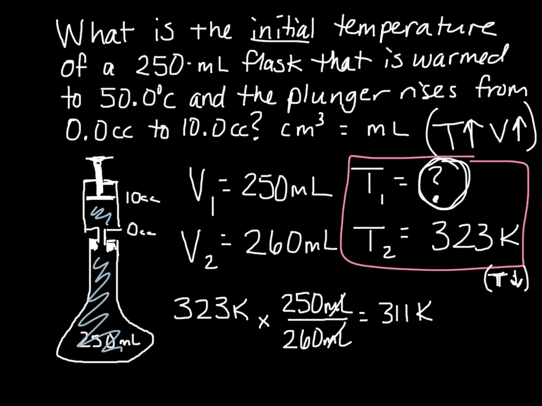But wait! That's in Kelvin. They gave us a temperature in degrees Celsius. So at this point, what you would want to do is convert it to degrees Celsius. So instead of adding 273, we're going to subtract 273, and that's going to give us our final answer at approximately 38 degrees Celsius. Now, does that make sense? Okay, so we started at 38, we ended at 50. Did our temperature actually increase? It did. So, there we go.